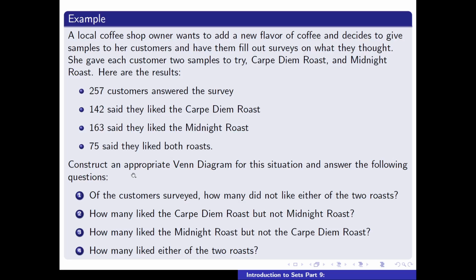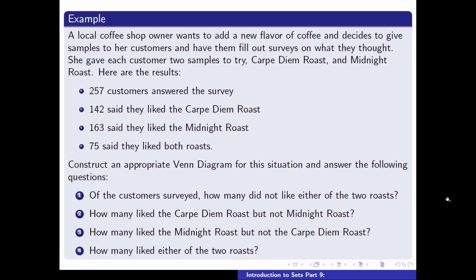We want to construct an appropriate Venn diagram for the situation and then use it to answer the following questions. Question 1: of the customers surveyed, how many did not like either of the two roasts? Question 2: how many liked the Carpe Diem roast but not the midnight roast? Question 3: how many liked the midnight roast but not the Carpe Diem roast? And question 4: how many liked either of the two roasts?